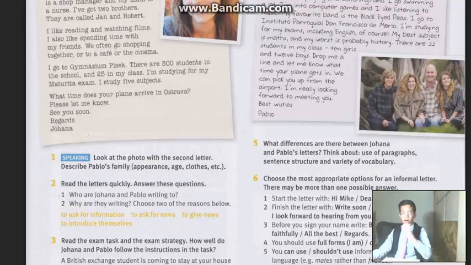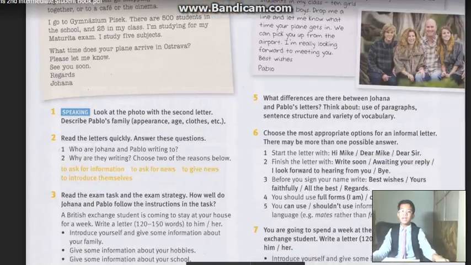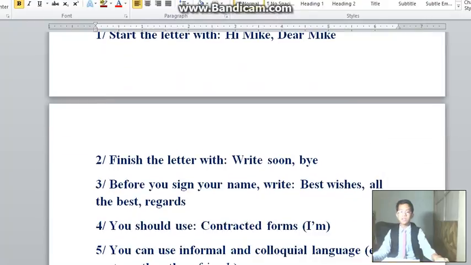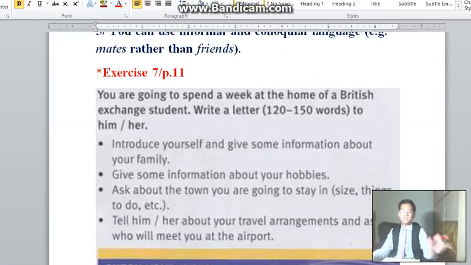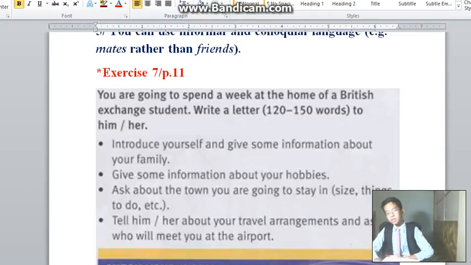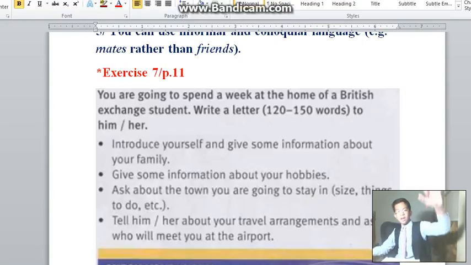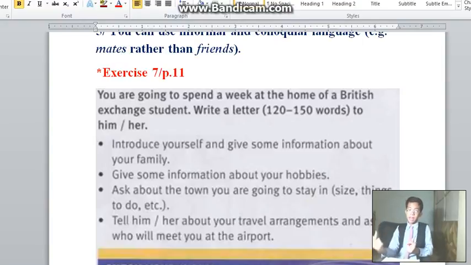Okay, so with those tips, you can write a complete informal letter. So let's give it a try in exercise number 7. What do they tell us to do? Okay, so I have finished exercise number 6. Move to the 7th exercise. You're going to spend a week at the home of a British exchange student. Write a letter of 120 to 150 words to him or her. First, you need to introduce yourself and give some information about your family: your age, your name, and your family members.